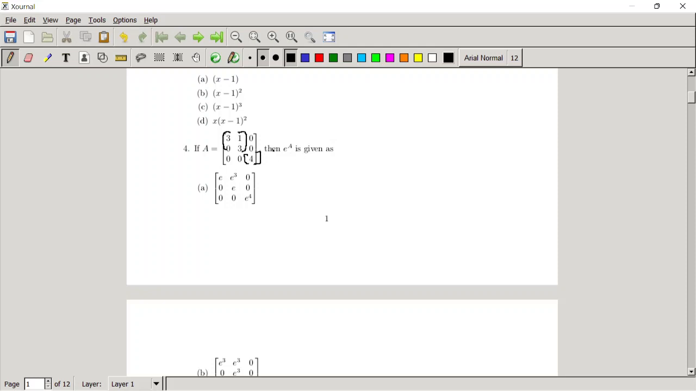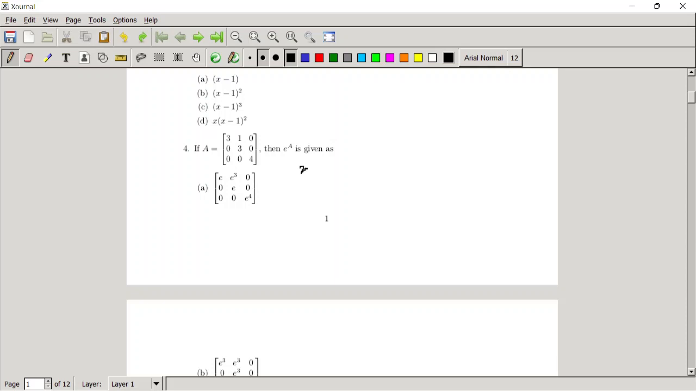So I can say the order of the Jordan block corresponding to the eigenvalue 3 is 2, because this is a 2 cross 2 matrix. Number of Jordan blocks is 2, and the order of the Jordan block corresponding to the eigenvalue 3 is 2. Okay.